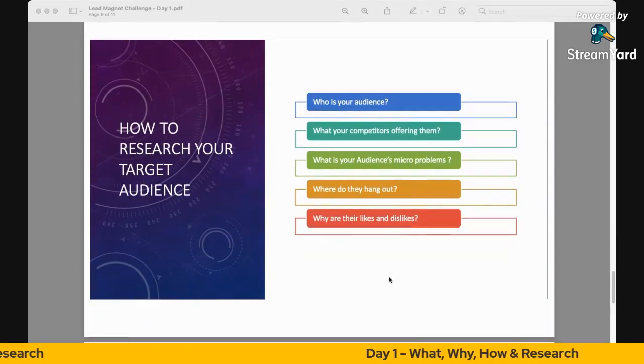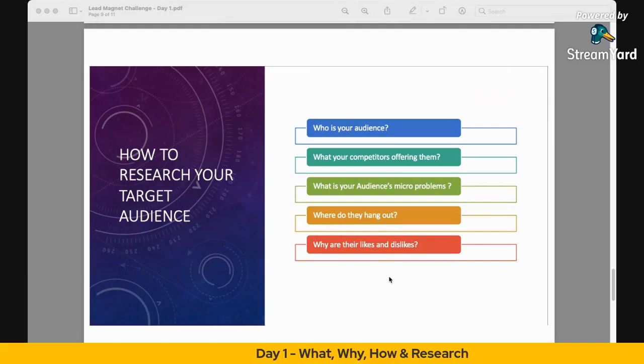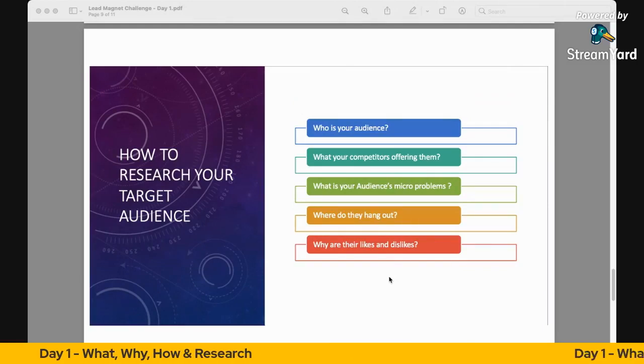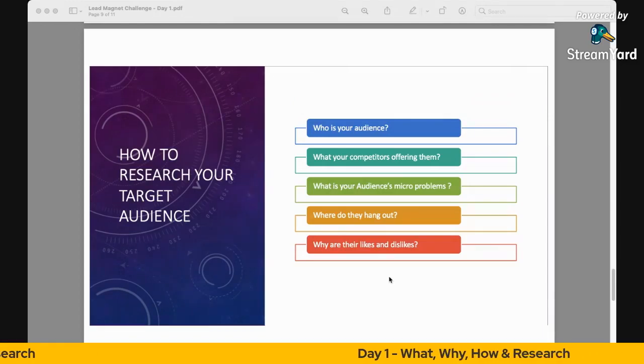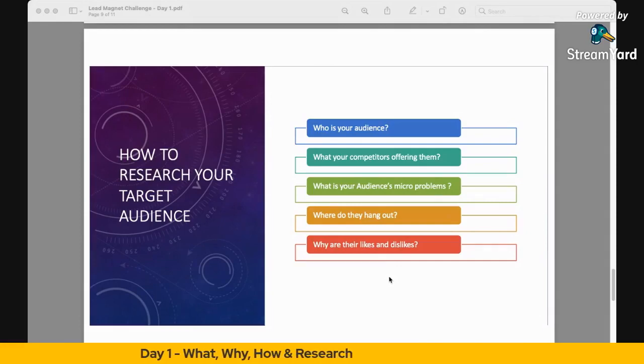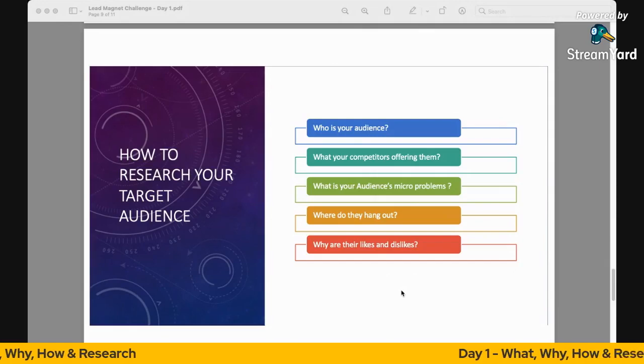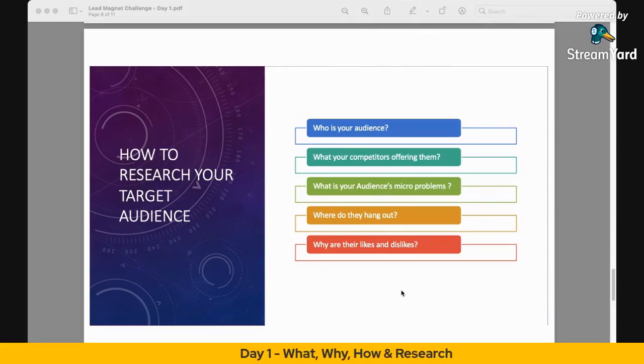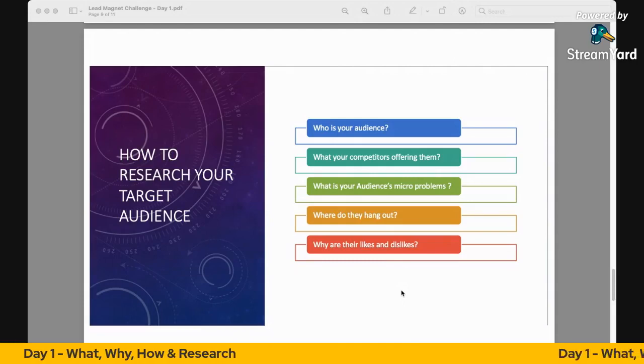And where do they hang out? If they are hanging out on Facebook, if they are hanging out on Instagram, the content, as I said to you before, even if they are the same people, they look at it differently. So use those words in your lead magnet as well. And what are their likes and dislikes? Concentrate more on dislikes so that you can avoid those things which trigger them.